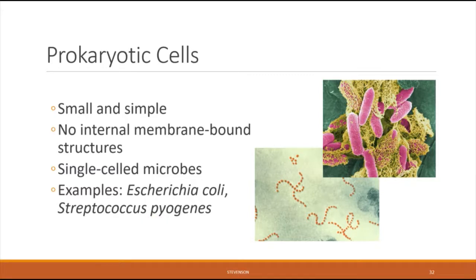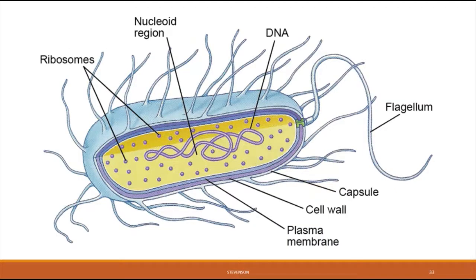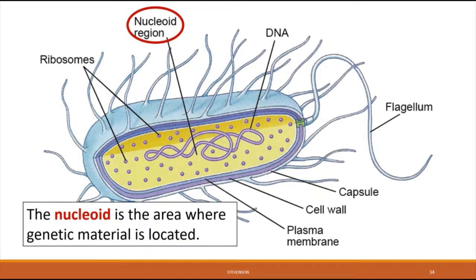While they are simple and there's not a whole lot to them, there are a few structures that prokaryotic cells have that we need to talk about. One of them is something called the nucleoid region. The nucleoid region is the area in the prokaryotic cell where the genetic material is located. There is not a special compartment inside of the prokaryotic cell that holds its DNA, and this is something that sets prokaryotic cells apart from eukaryotic cells. Instead, prokaryotic cells simply have a region or a space inside of their cytoplasm where they store their DNA, and that space is called the nucleoid region.